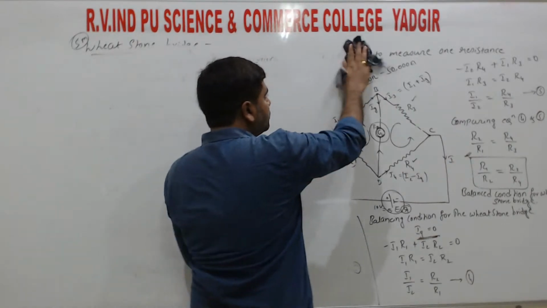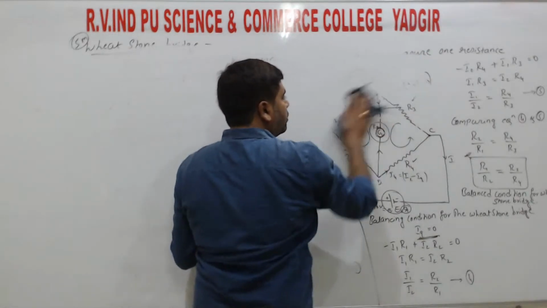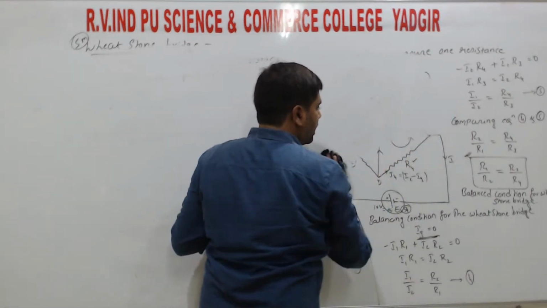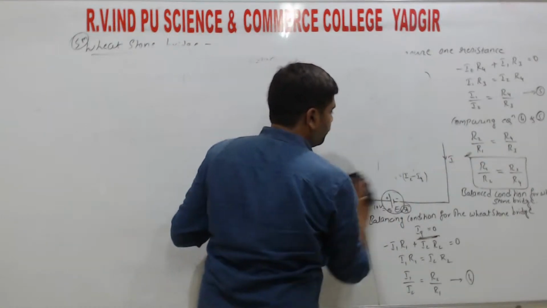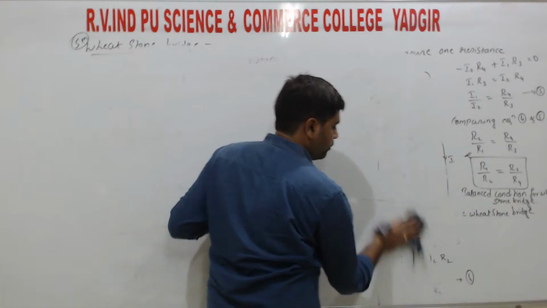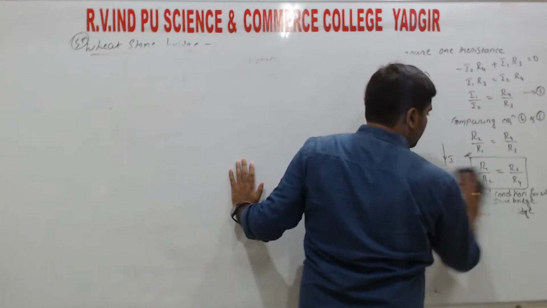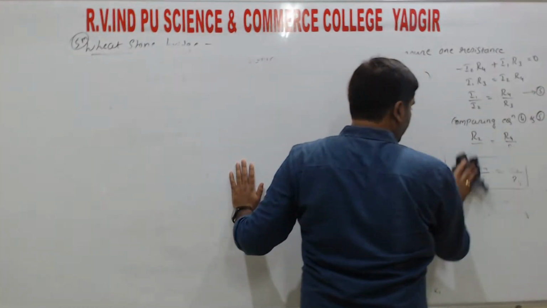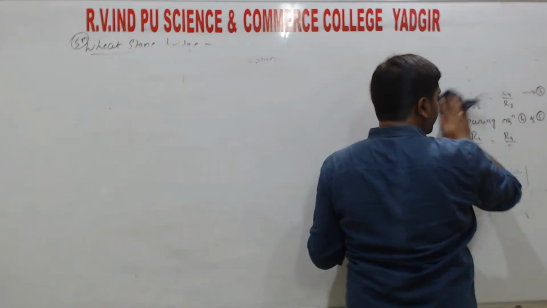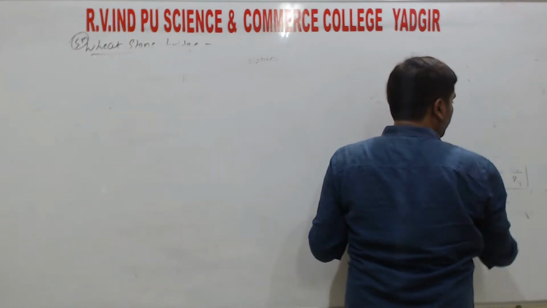So current directions and arrow marks are very important. If you didn't mention any current direction, then the derivation has no meaning. In the chapter, they ask us problems, and since there is also derivation, each and every derivation is very important.